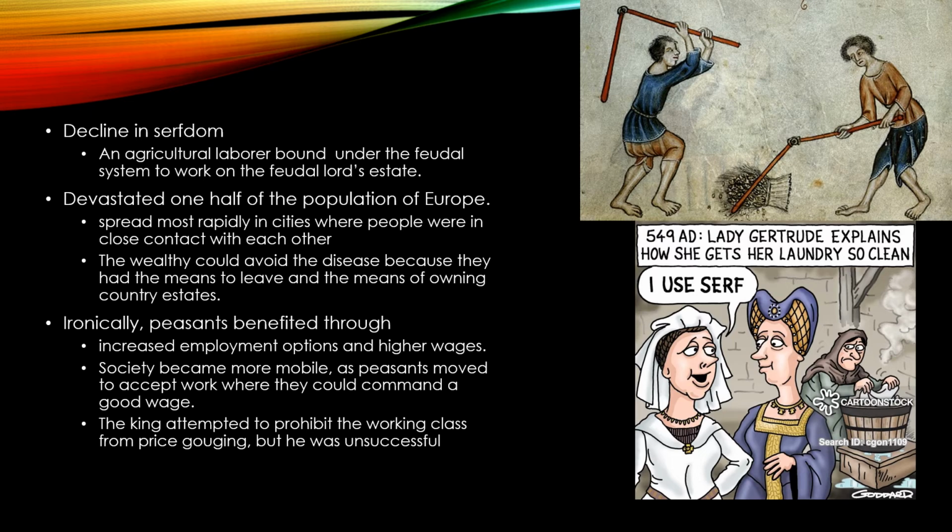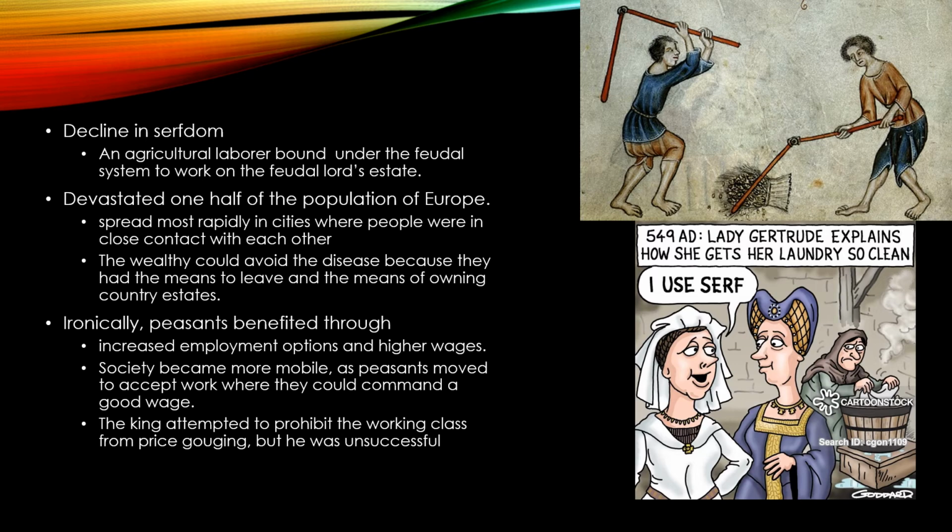We have a decline in serfdom, and if you'll remember, that's an agricultural laborer bound under the feudal system to work on the feudal lord's estate. Look to the right there at the top, you'll see a picture of 2 men thrashing wheat. Those men would be serfs. So due to the Black Plague, it devastated 1/2 of the population of Europe. The reason you're seeing different totals and different estimates is because there were many plagues. They would go away, come back, go away, come back. Now I didn't list them all for you, but you can look it up on the internet.